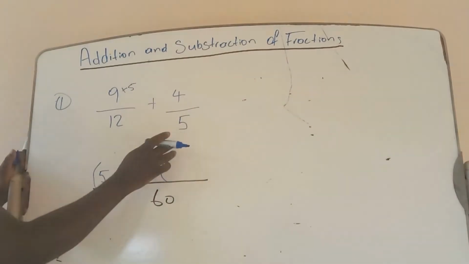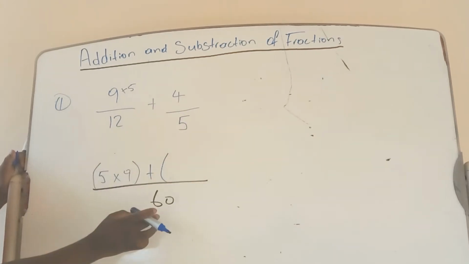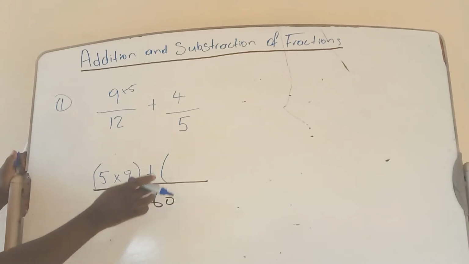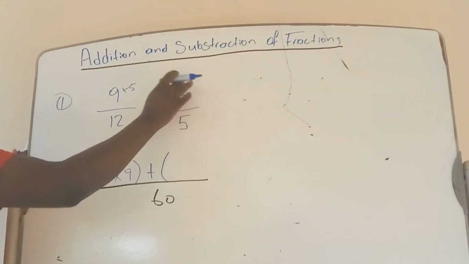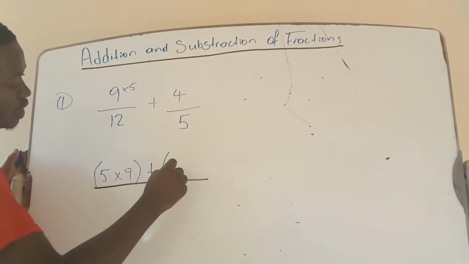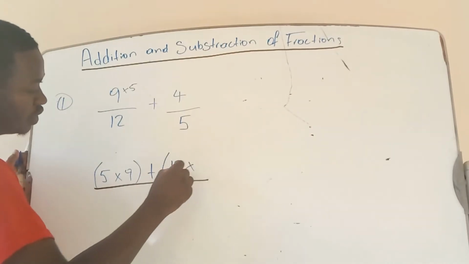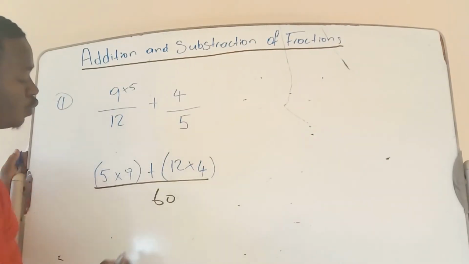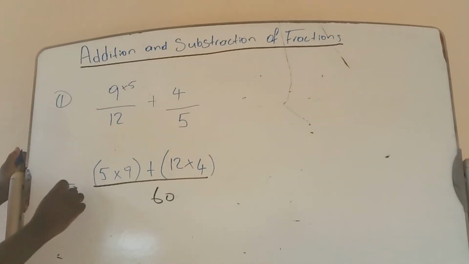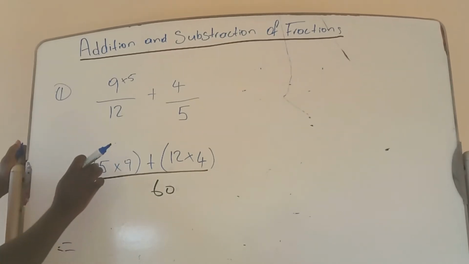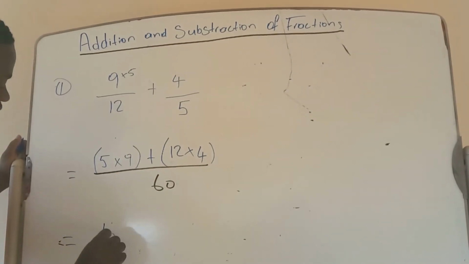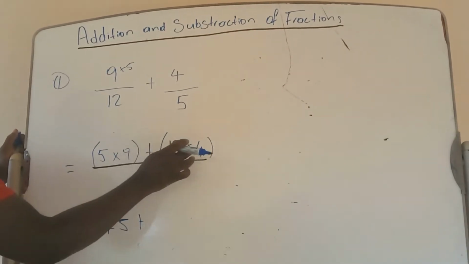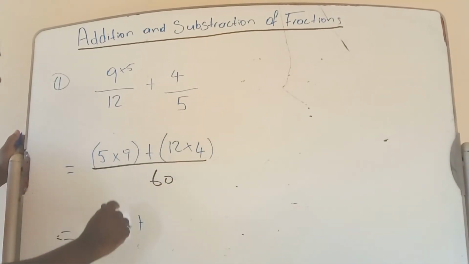Ask yourself, how many groups of 5 can I get out of 60? That would be 12. What should you do with the 12? Take that 12 to multiply the numerator. So this is going to be 12 multiplied by 4. Close your bracket. Now, 5 times 9 gives us 45, plus 12 times 4 gives us 48.